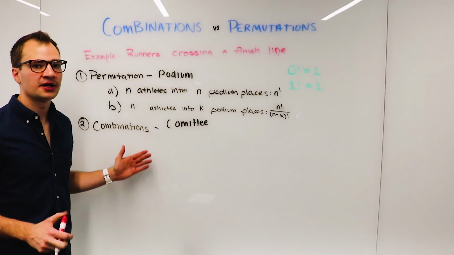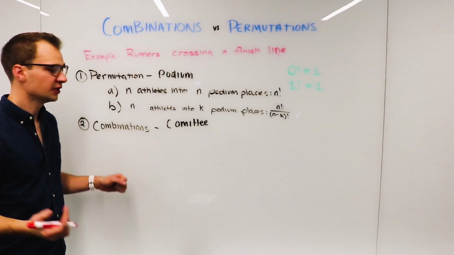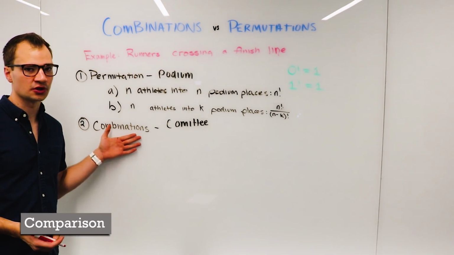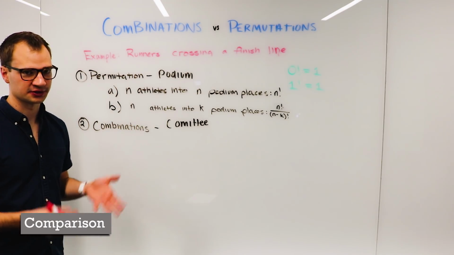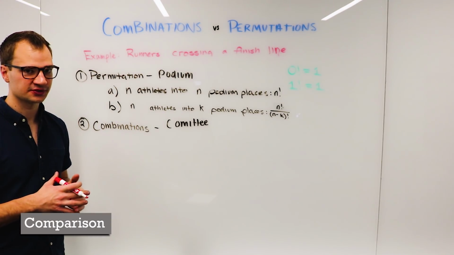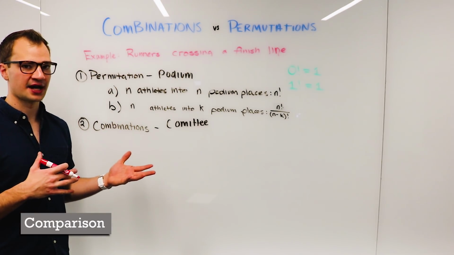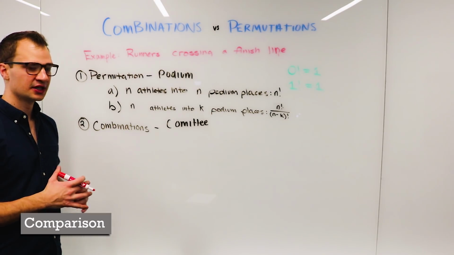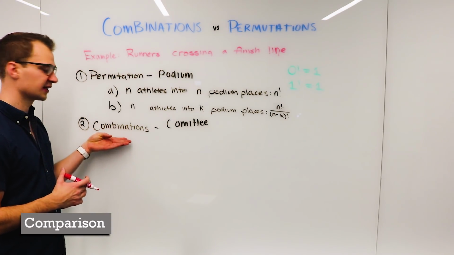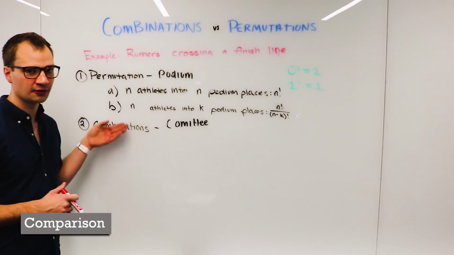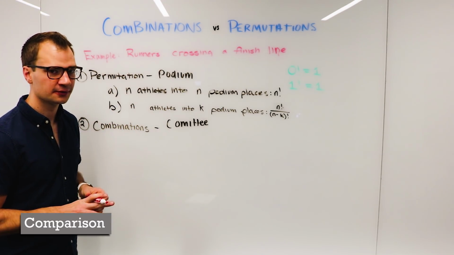Now, if order doesn't matter, I want to ask you intuitively, do you think a combination will be larger or smaller than a permutation given the same set of circumstances? So if we're looking at 7 athletes into 5 positions, do you think there's more ways that could occur if the order doesn't matter, or more ways if the order does matter?